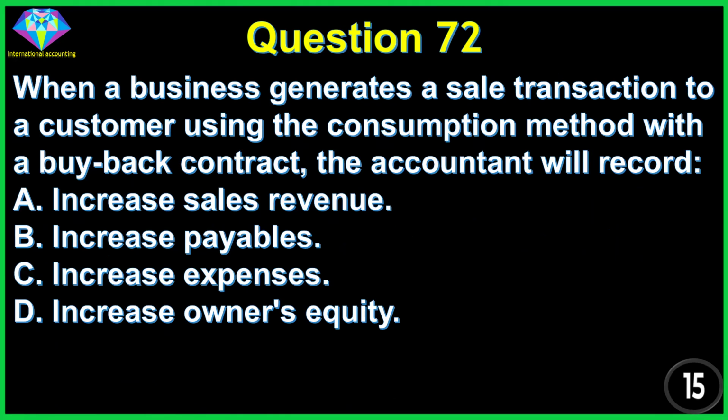When a business generates a sale transaction to a customer using the consumption method with a buyback contract, the accountant will record A. Increase sales revenue, B. Increase payables, C. Increase expenses, D. Increase owner's equity. D. Increase payables.